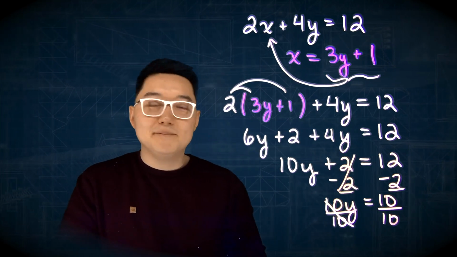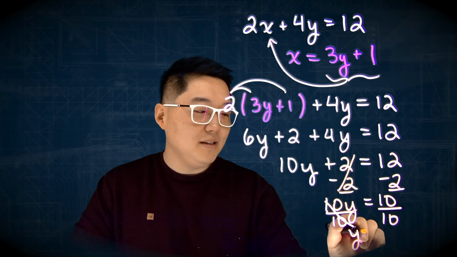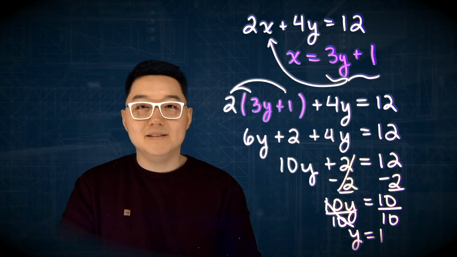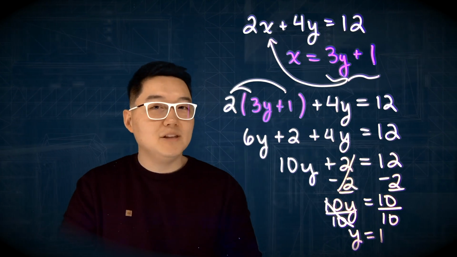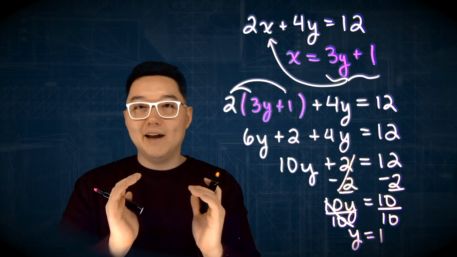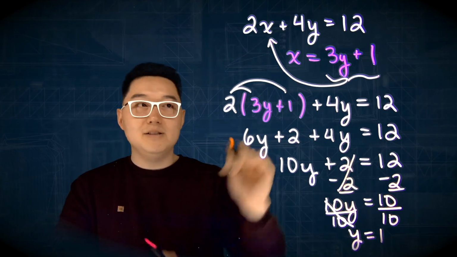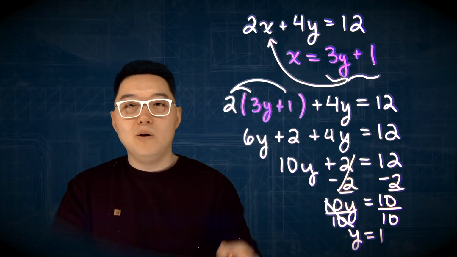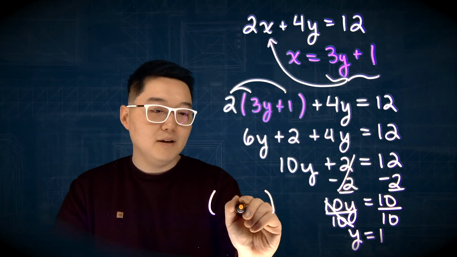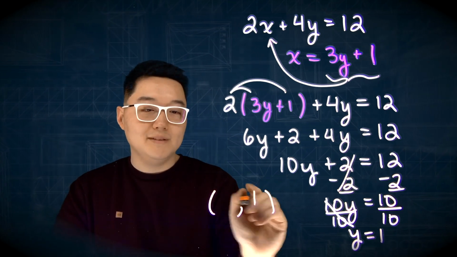So what do we have? We have y equal to 1. Y is equal to 1. Now that is half of the solution that we need, because remember, we want the coordinate (x, y). That is the solution to the system of two linear equations, or where these two lines intersect. So we have y equal to 1, not x.